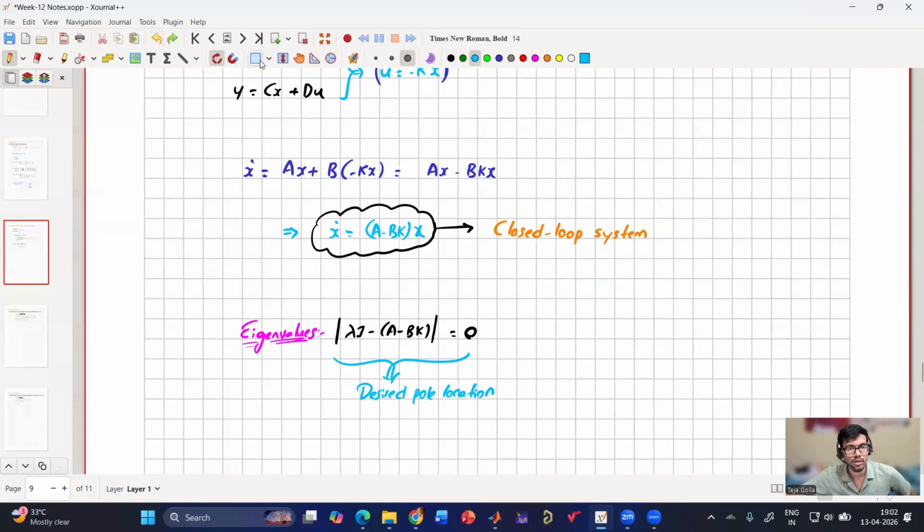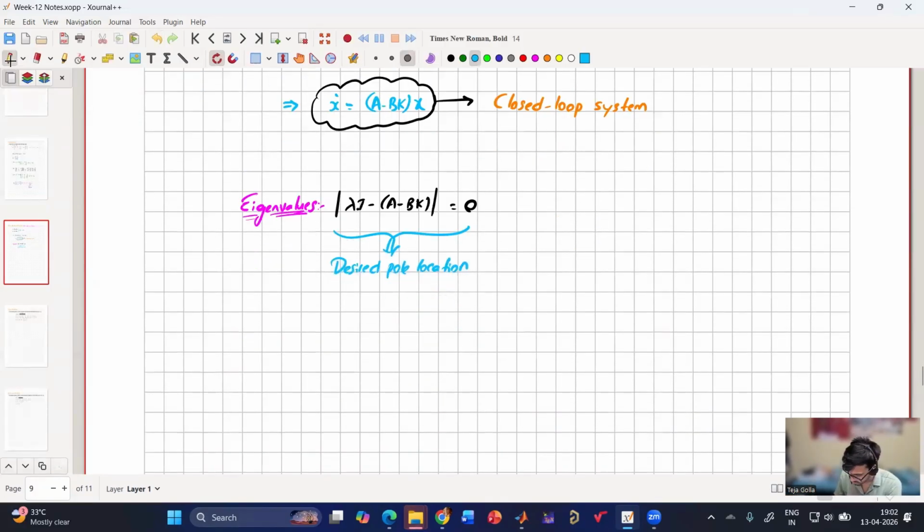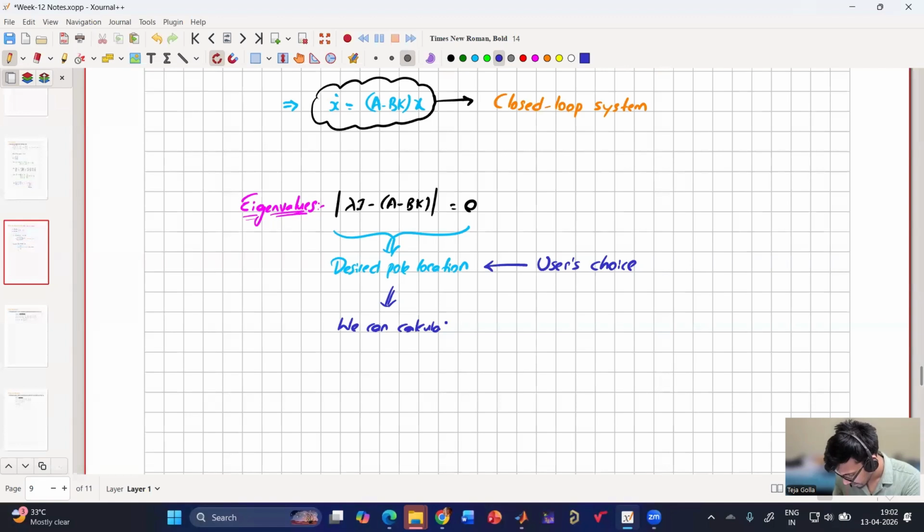So this is the user's choice. Now we are giving the desired pole location. So we know the characteristic equation. Because the user is giving the desired pole location, we can calculate the characteristic equation.